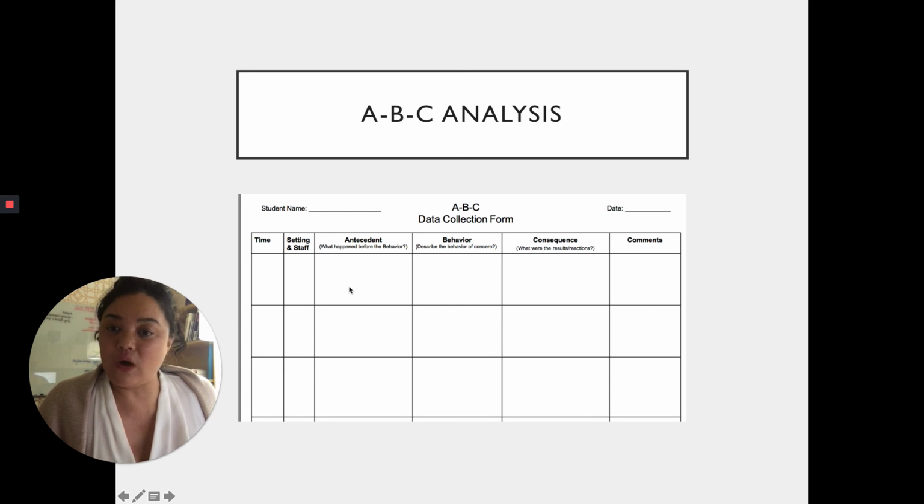We think about what immediately preceded, right, the behavior. So for instance, the teacher gave the student a direction to sit down. The behavior was he threw a book. Consequence was teacher reprimanded him, right? So we're taking note about antecedent, behavior, consequence. And you do this enough times throughout the day, you might start seeing patterns, right? So you might notice that every single time he engages in the behavior, the teacher gives him attention in the form of reprimanding him, right?